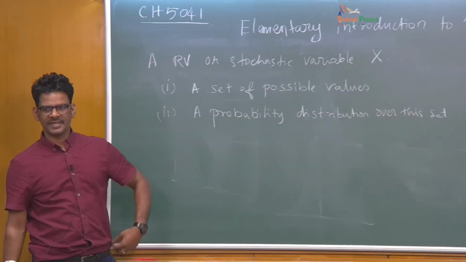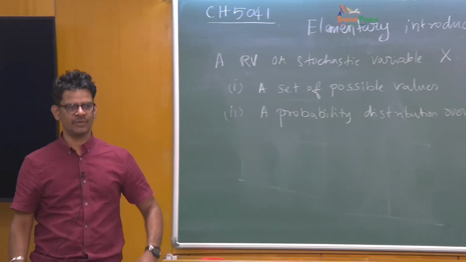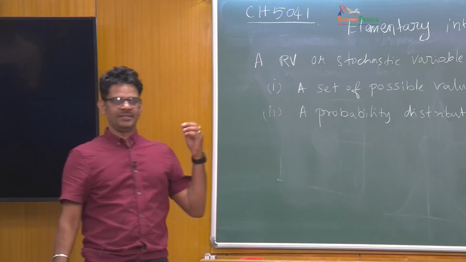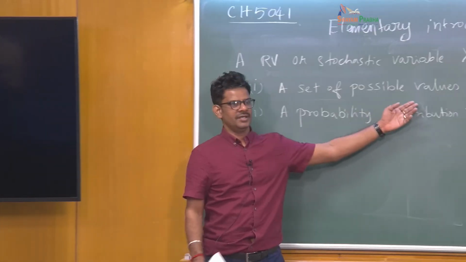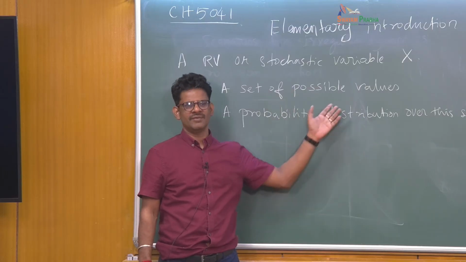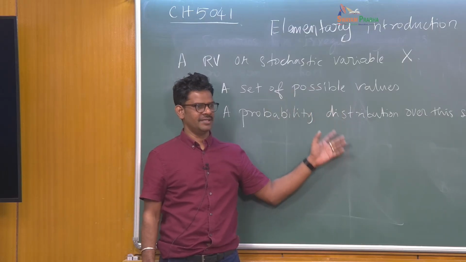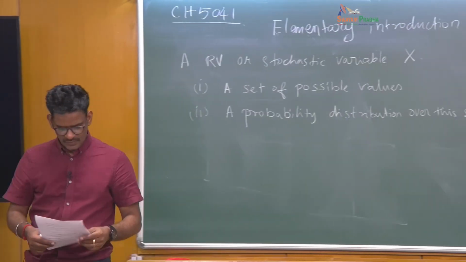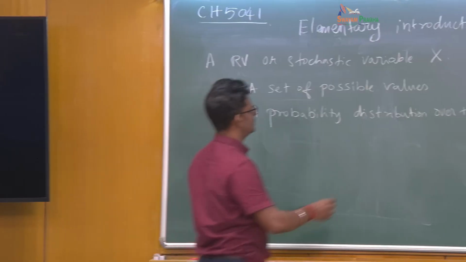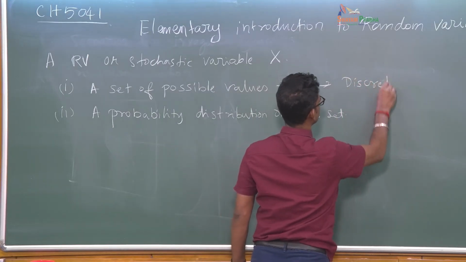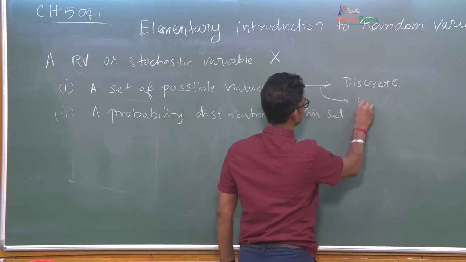So when we try to define a random variable, we need two things. One is to say what the set of possible values it can take is, and the second is that these values are taken according to an underlying distribution. Each of these values may not be equally likely. Some values are more likely than others, and that information is given by the probability distribution. Now this set can be a discrete set or it can be a continuous set.